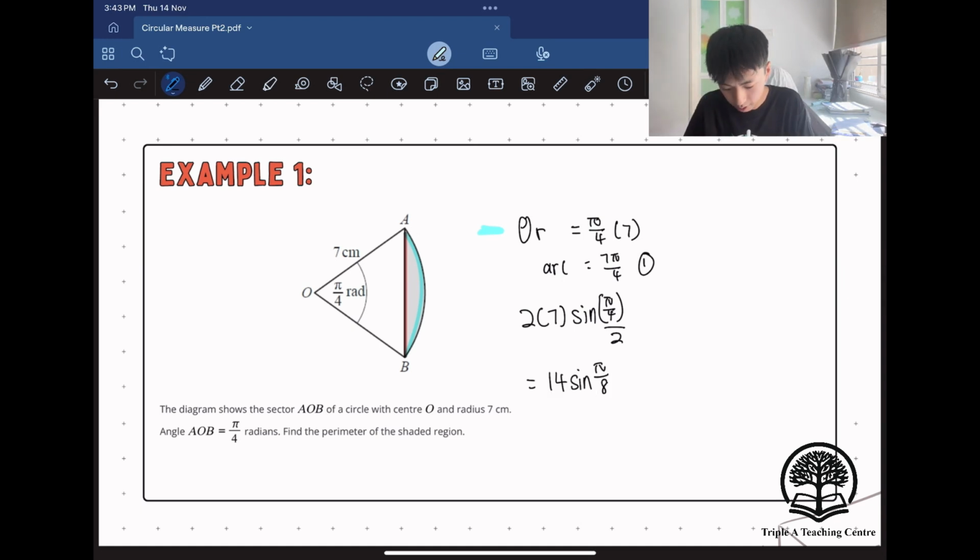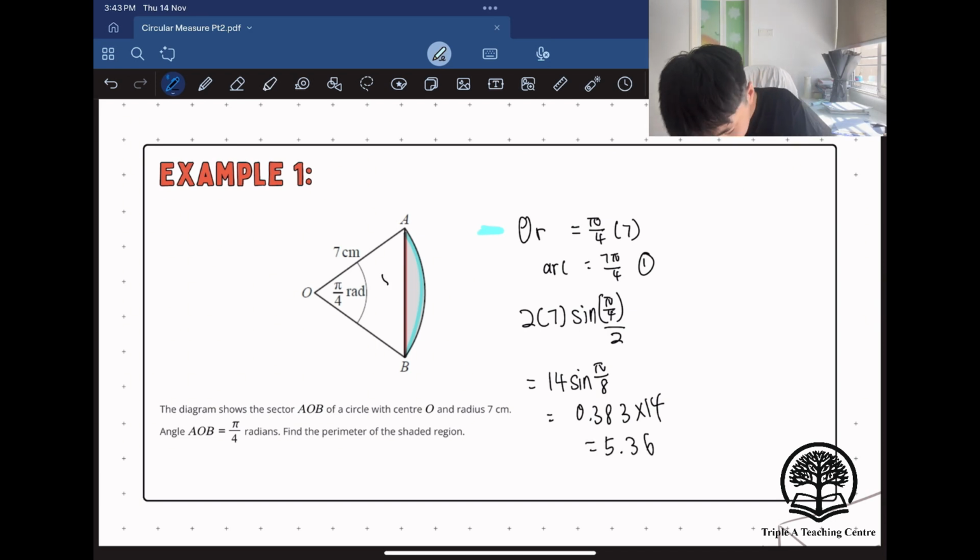So what is sine pi over 8? Let's press that in our calculator. That would be 0.383, times 14. That will give us an answer of 5.36. So now we know that this length here is 5.36 centimeters.